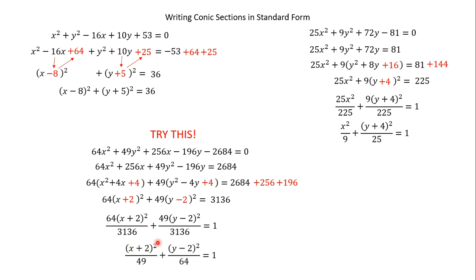So we get (x plus 2) squared over 49 plus (y minus 2) squared over 64 equals 1, which, notice, it's an ellipse. The center is at (-2, 2). We're going over 7, and up and down 8. So it's a vertical ellipse, but it's really close to a circle. Anyway, so that's completing the square.